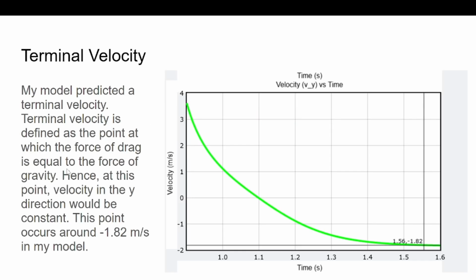Terminal velocity. My model did predict a terminal velocity. It was around negative 1.82, because this will be the point where the velocity levels off. If the net force is zero, then we're going to have no change in velocity. And that's what the terminal velocity is defined as. It's the point where the force of drag is equal to the force of gravity.